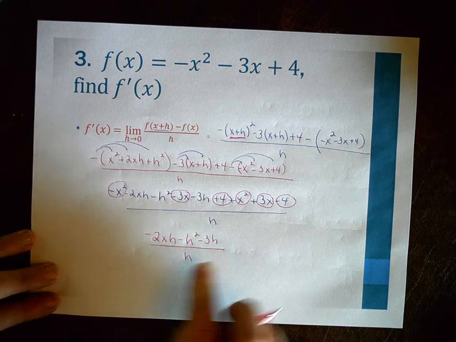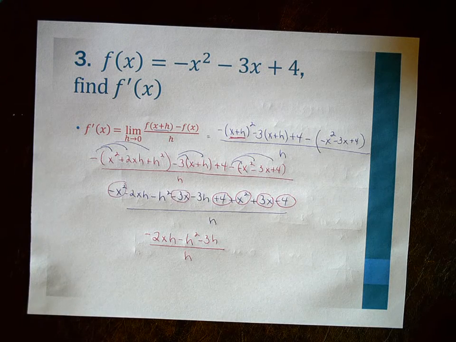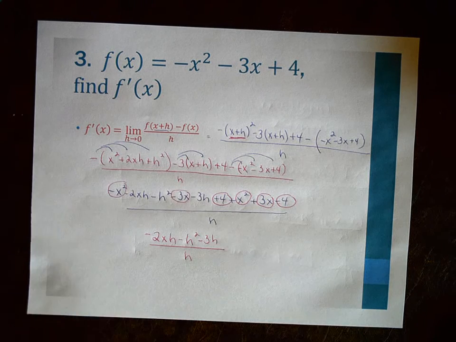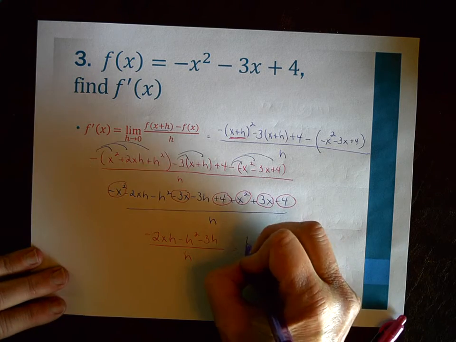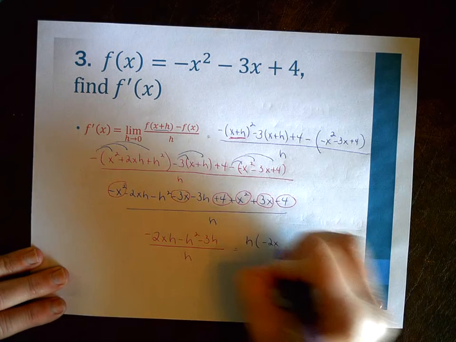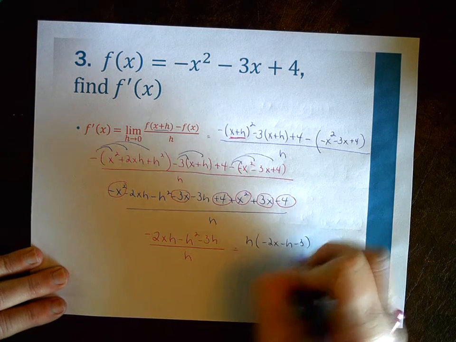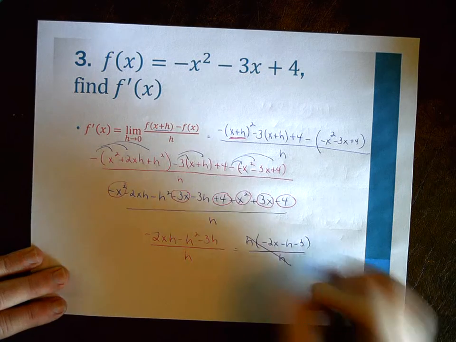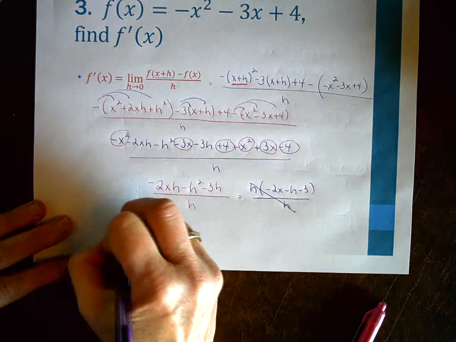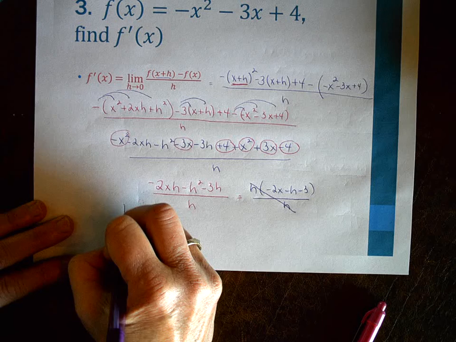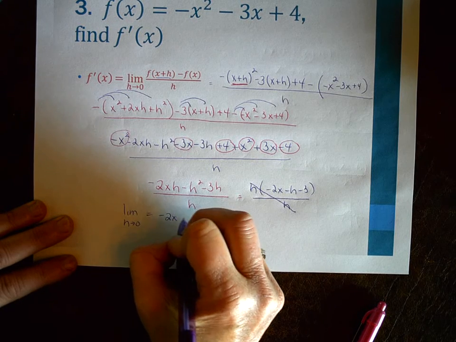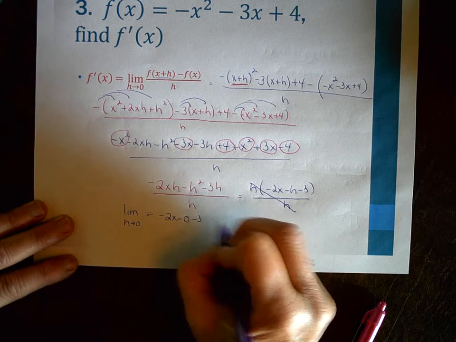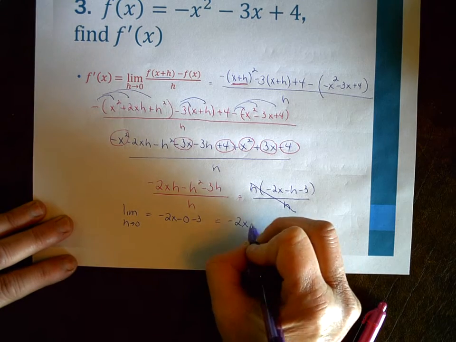Now what you have left should all have a GCF if you can take it out. Unless everything cross canceled and h just had one h. But if not, everything should have an h. So I'm going to take out a GCF of h. You have negative 2x minus h minus 3 over h, cross cancel, and now we're going to figure out the limit. So the limit as h approaches 0, all we're going to do is plug in 0 for h, and that gives us negative 2x minus 3.